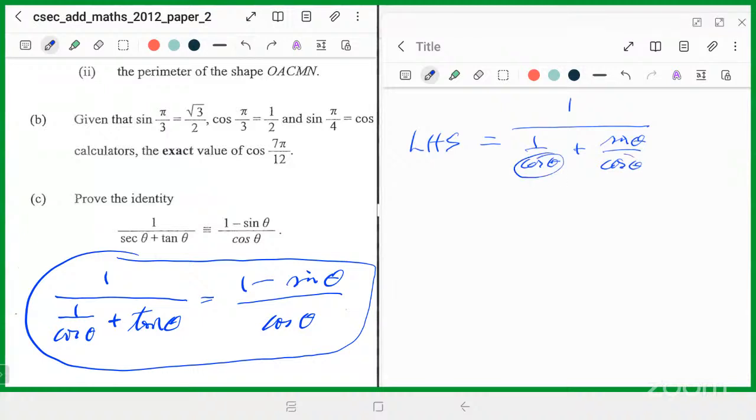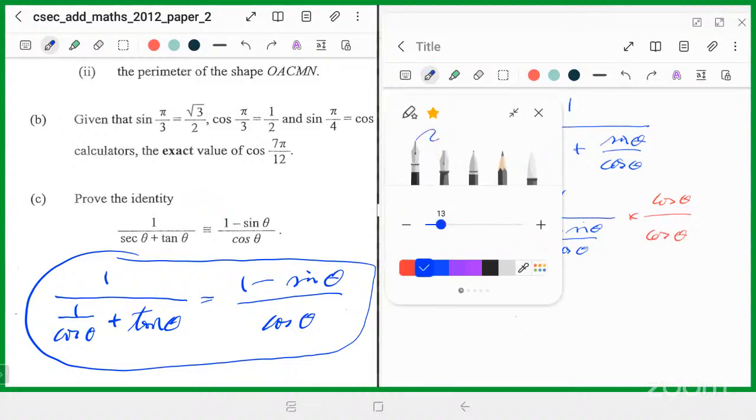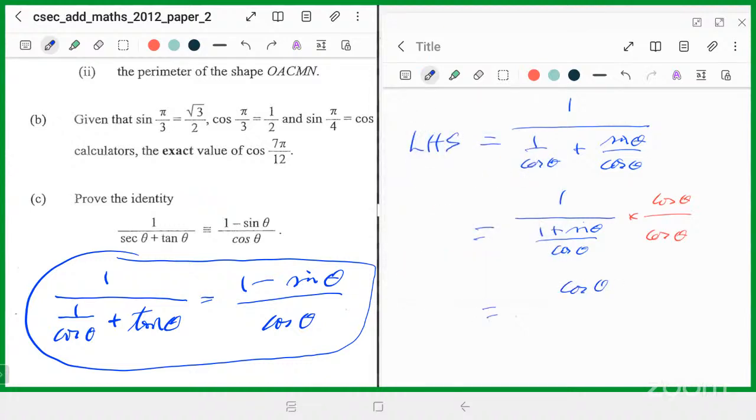Then because these have the same denominator, I can consolidate and write this as 1 over (1 plus sin theta) over cos theta. I can invert and multiply, or multiply the numerator by cos theta and the denominator by cos theta. This one cancels that one. The end result is cos theta over 1 plus sin theta.